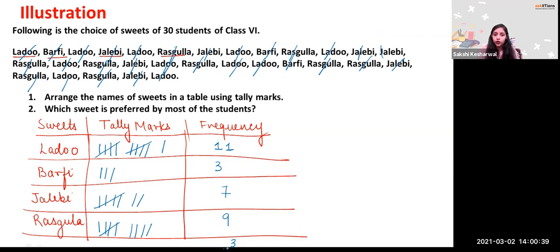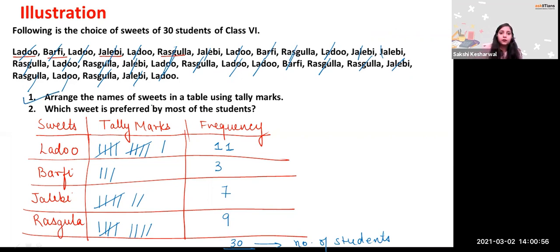So this 30 is what? The number of students, right? These are the frequency. 11 students like laddu, 3 students like barfi, 7 students like jalebi, and 9 students like rasgulla. So this is how it is being done.